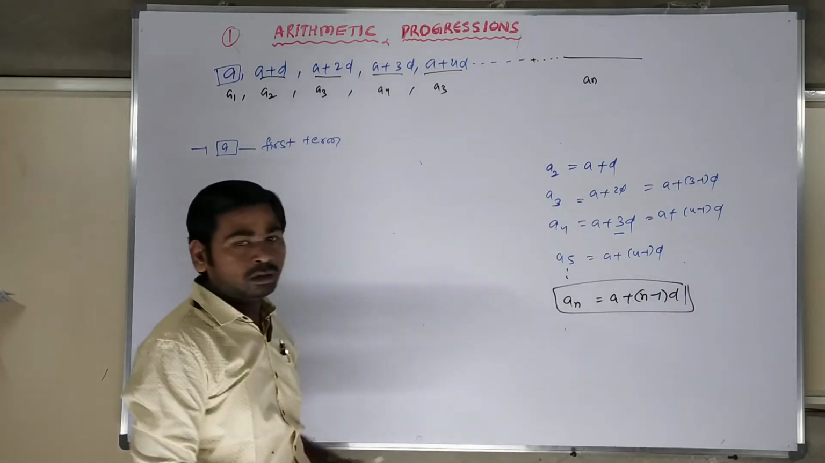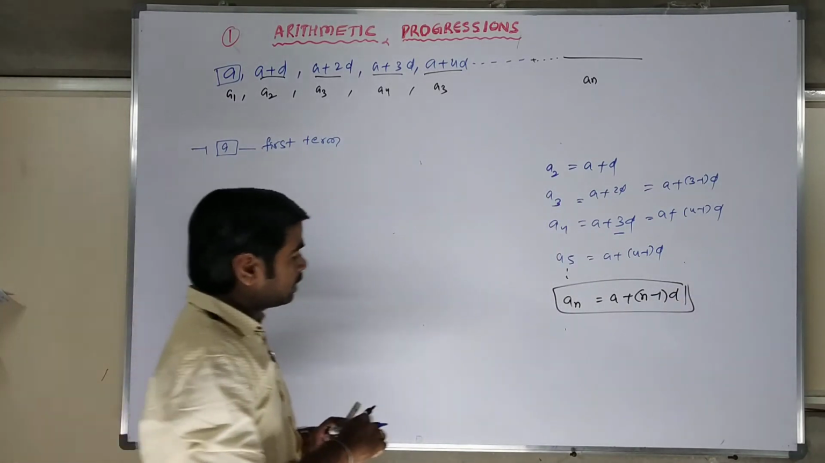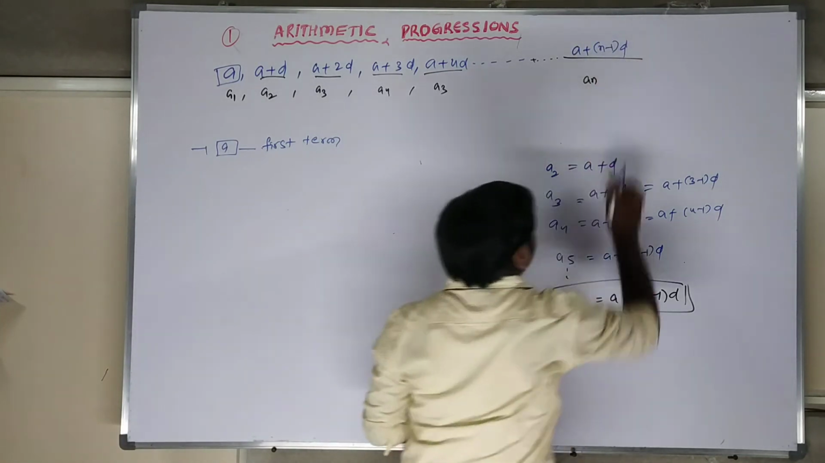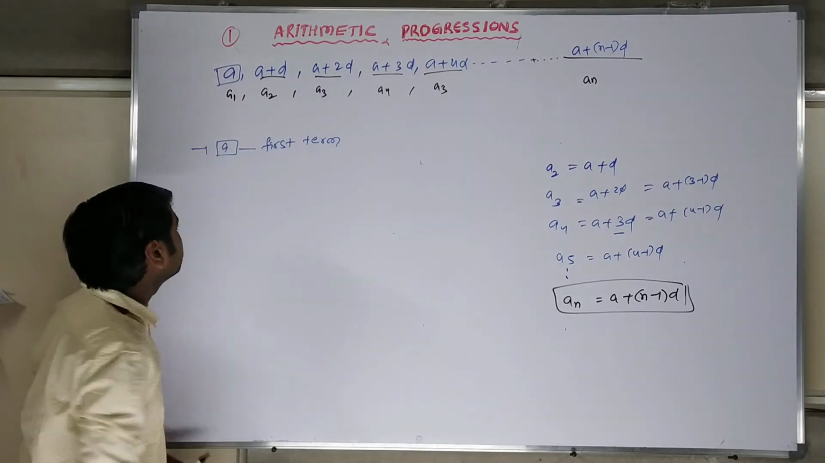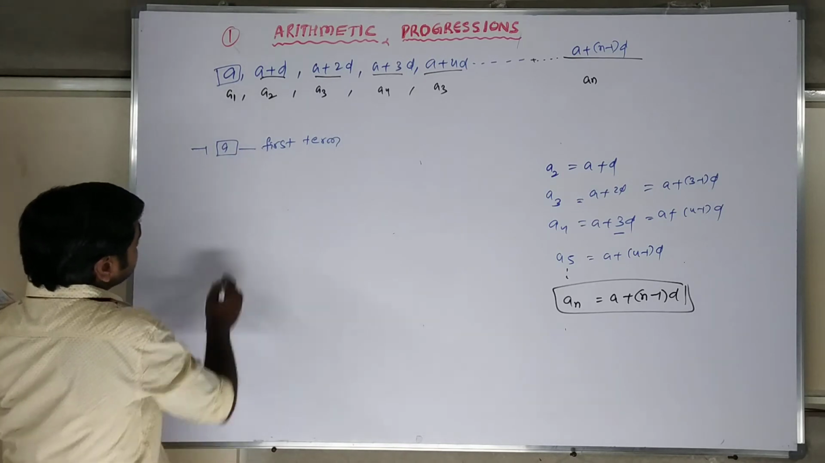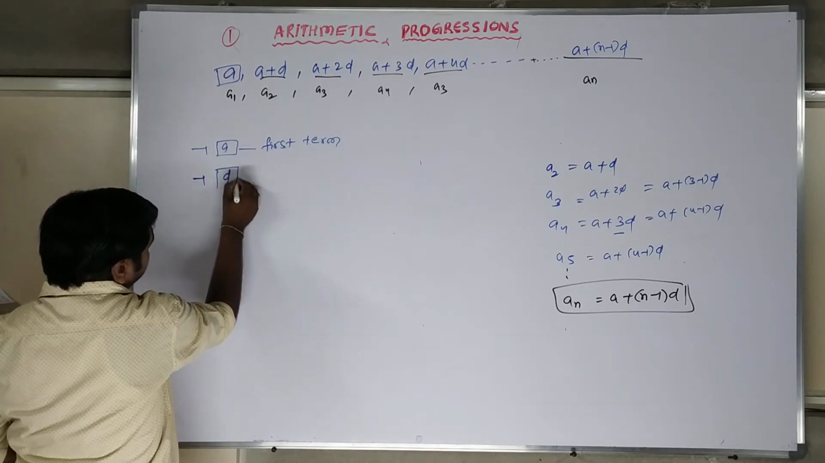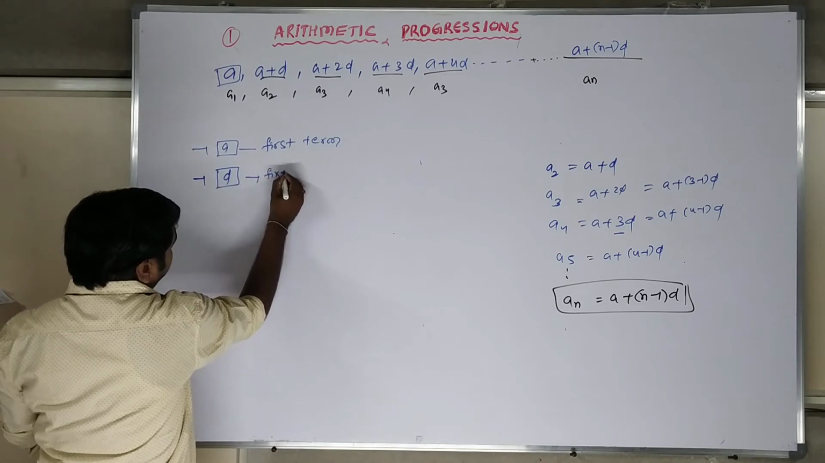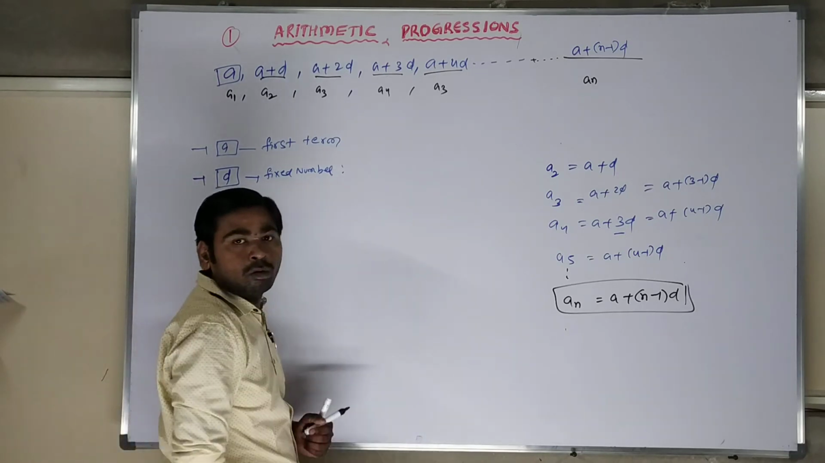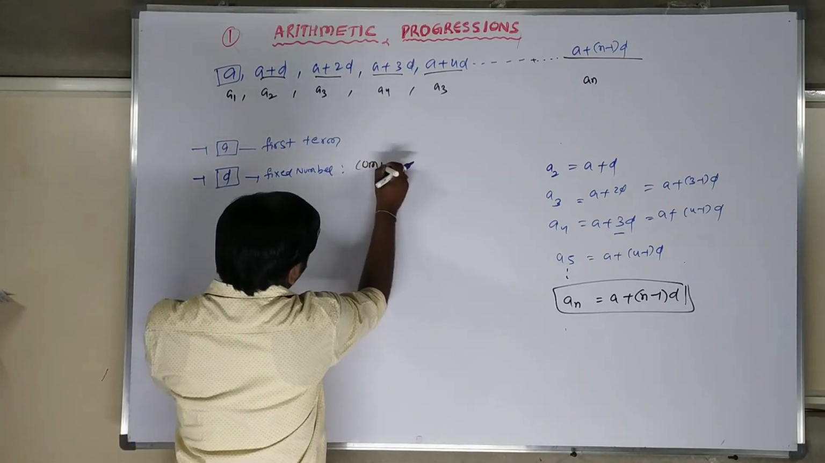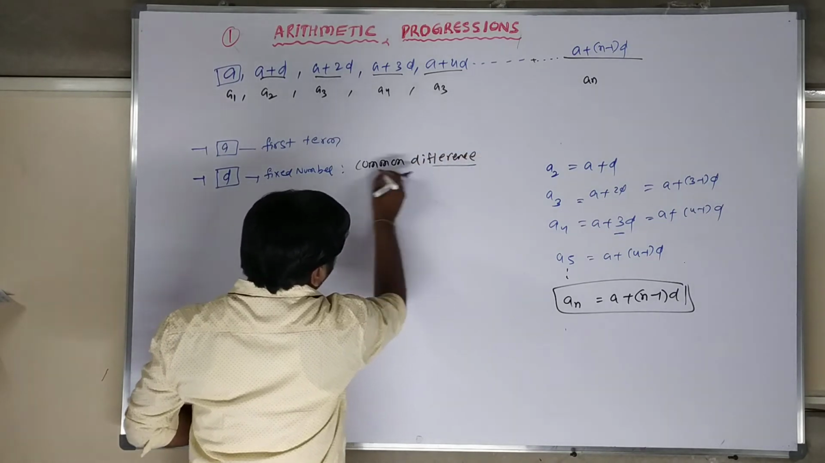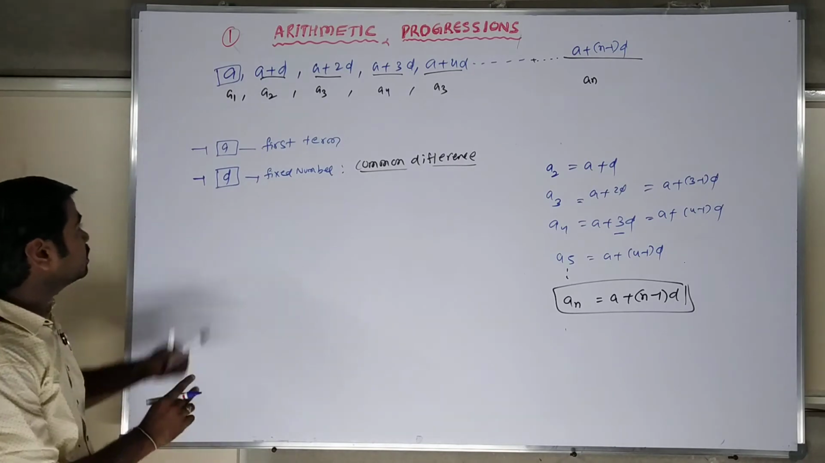Like that, the last term, nothing but the nth term, we can write directly as a plus (n minus 1) into d. So that is what the last term is. In this, the fixed number d is also technically called the common difference. The notation for common difference is small d.